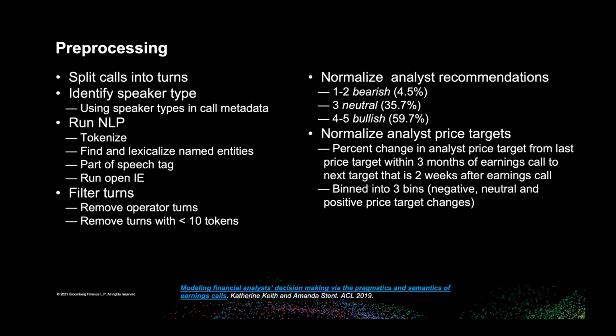They subsequently did a fair amount of pre-processing. The part that I want to focus on a little bit is the analyst recommendations. Before, they broke analyst recommendations into a 5-point scale. They bucketed that into a 3-point scale: bearish, neutral, and bullish. And they also bucketed the analyst price targets. They looked at the percent change in analyst target from the last price target within 3 months of the earnings call to the next target that's 2 weeks after the earnings call, presumably to look at what likely would have changed because of the earnings call. Way far after the earnings call, that's kind of immaterial. And if it's way far before the earnings call, then there could have been lots of other things that changed. And they also discretized that.